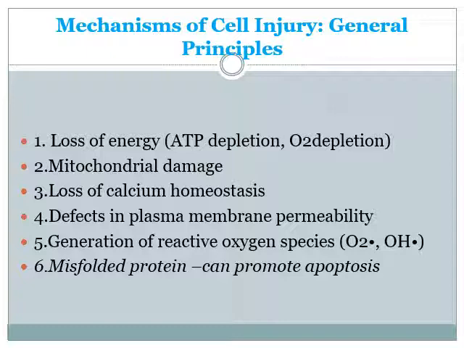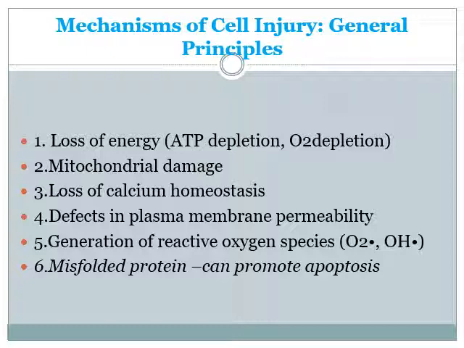Mechanism of cell injury, general principles. First one is loss of energy. It is by ATP depletion and oxygen depletion. So, with a decrease in oxygen supply, the electron transport chain cannot perform its function properly and this will lead to cell injury. Second one is mitochondrial damage. Mitochondrial damage causes the leakage of pro-apoptotic molecules which can cause cell injury.